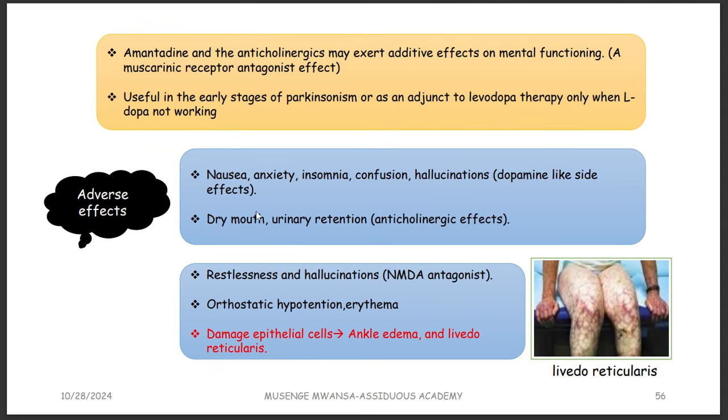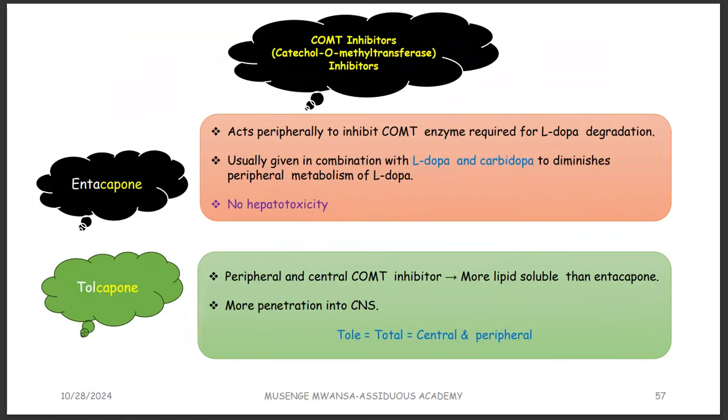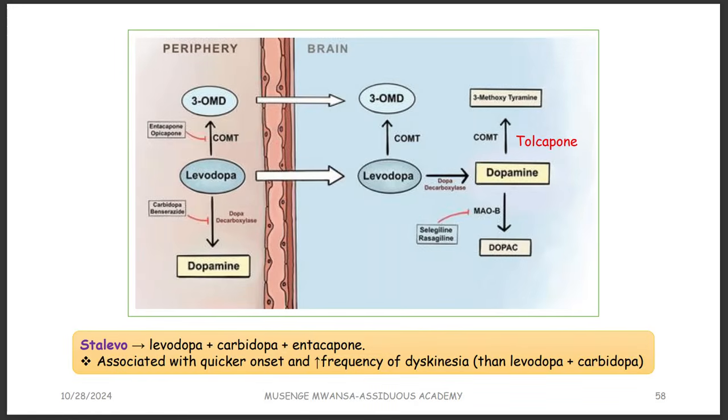That is again one problem. Dry mouth, because it was also anticholinergic. And then also insomnia, confusion, hallucination because of the dopamine-like side effects. Take note that entacapone, which is a COMT inhibitor, has no hepatotoxicity. Tolcapone is going to be a problem for that condition.